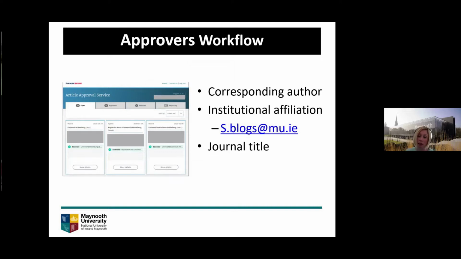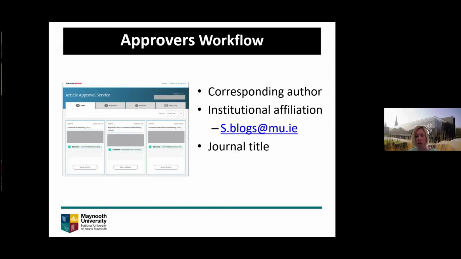So what do we do? We check that you're a corresponding author, that you're associated with Maynooth, so that you're the person who's handling the manuscript and the correspondence during the whole publication process. And you're a member of Maynooth staff or a student at the point of submission of your article. We also check that you've used your Maynooth email address, and this is really important, again, for verifying your eligibility. And we also check that the journal you want to publish in is part of the deal.